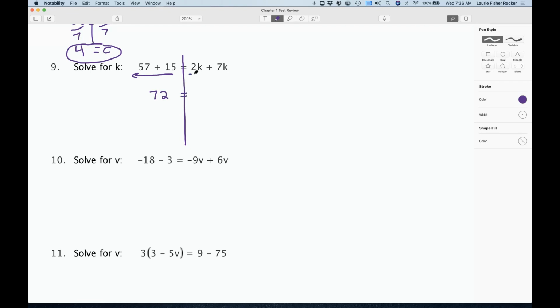Then I look at this side. Oh, look, 2K and 7K. Those are like terms. So that's 9K. And when you combine those like terms, it's a pretty sweet deal because now here's my K and it's a one step equation. So I'm just dividing by 9, dividing by 9. K equals 8. Again, have that multiplication chart next to you if you need it.